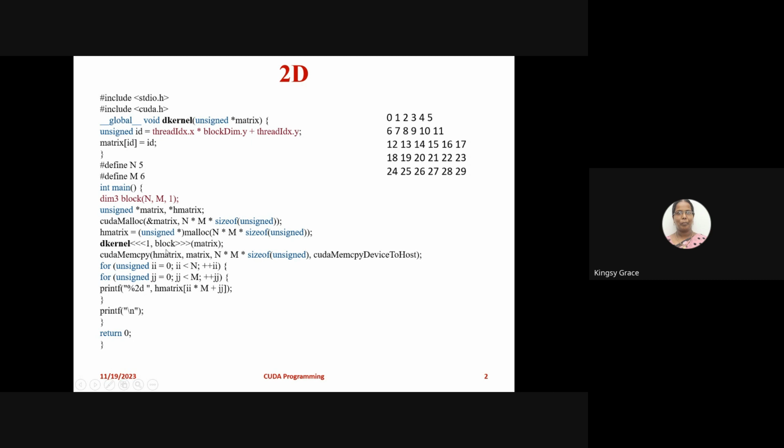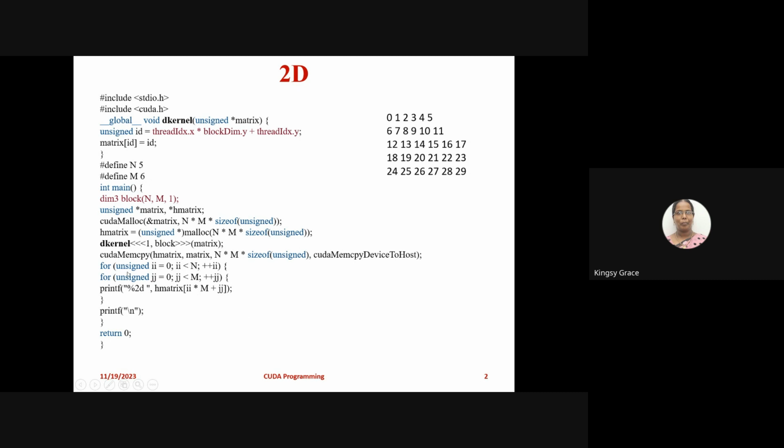Here we are calling both block and threads. Threads are represented in a three-dimensional way: dim3 n comma m comma 1, which is named as block. Actually, we are using only one block, and the number of threads we are using is n comma m comma 1. So the block contains 5 into 6, that is 30 threads.